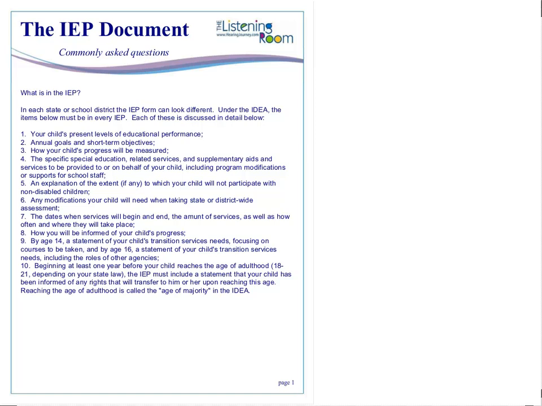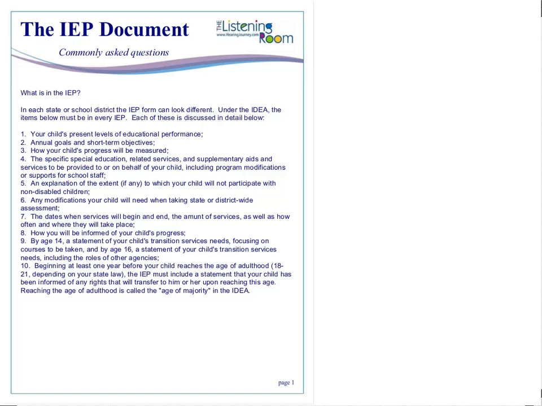Overall goals, which might be broken down into short-term. How your child's progress will be measured, what type of services or aids will be provided to support your child. If your child would not participate with any of the non-disabled children, what would that be? Assessments, if your child will or will not participate in the assessments or any modifications to those. When the services start, when they end, the amount of services. I found a couple typos in their thing. I almost want to email them. And then how often they'll take place.